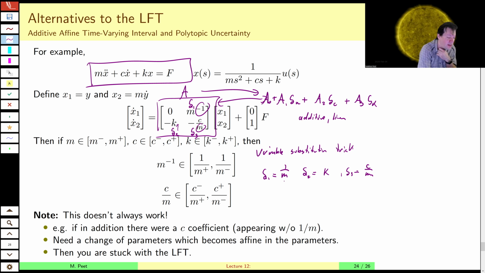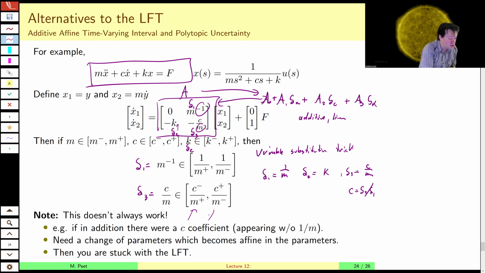Clearly, given delta 1, you can find M is 1 over delta 1. Given K, well, there's no problem there. And then given delta 3 and M, which is already found from delta 1, you can recover C as well. C equals delta 3 divided by delta 1. So it's invertible, so we can actually do this variable substitution. And now we can put limits, interval constraints, on these new variables. Delta 3 equals, and then K doesn't change at all, delta 2.